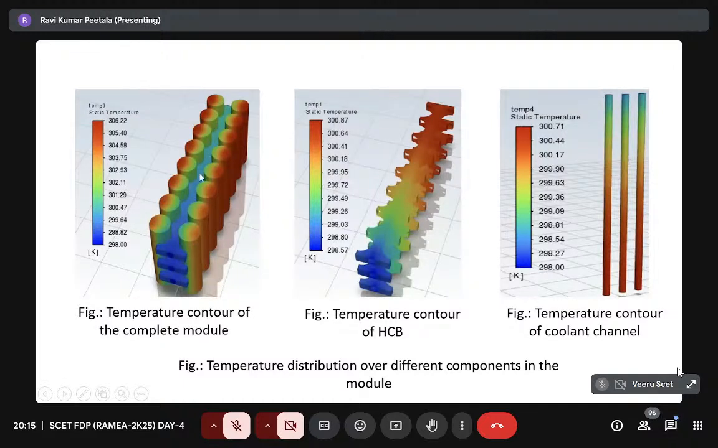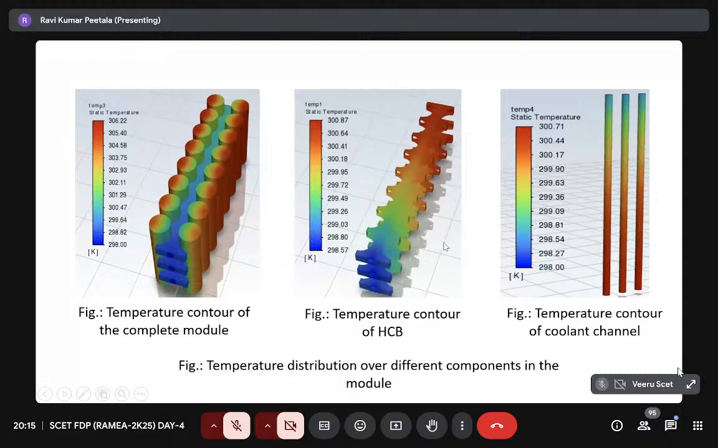Because here we are supplying coolant, this surface is cool, but this surface is not cool, but the temperature limit is 306 only. So each and every component I have put here. This is the component of cooling supply. So for the cooling water or air, the temperature rise is at most 300 Kelvin.